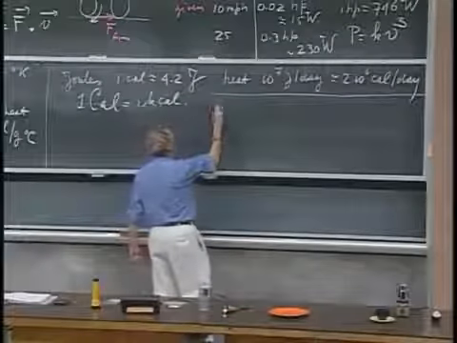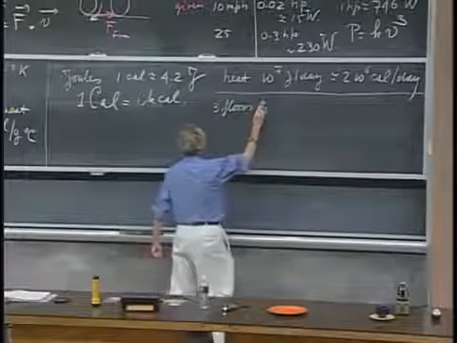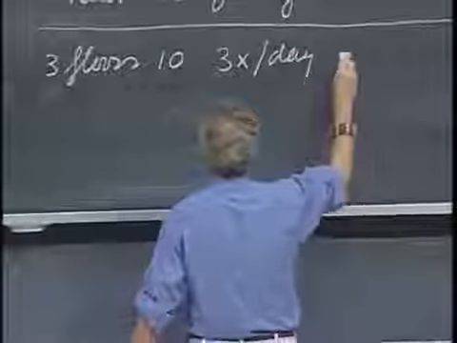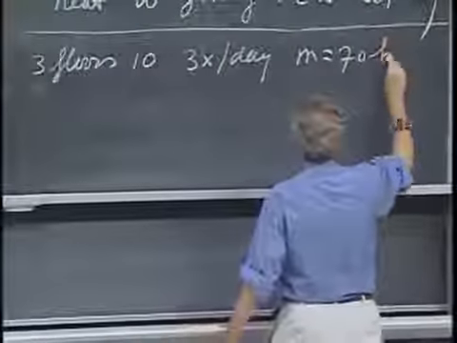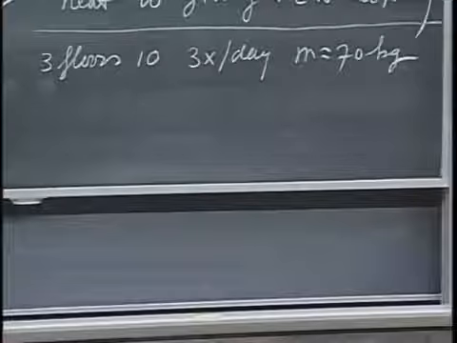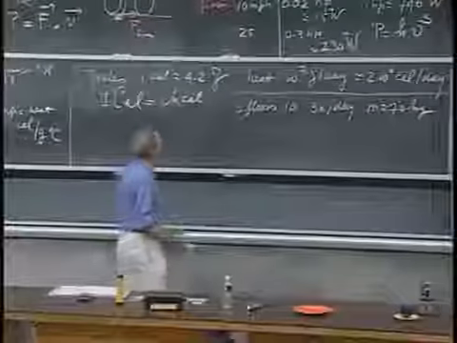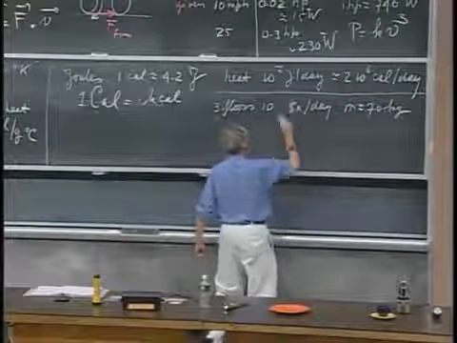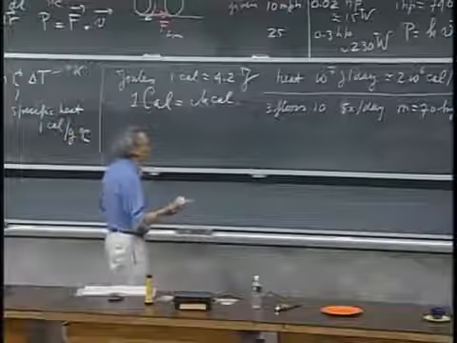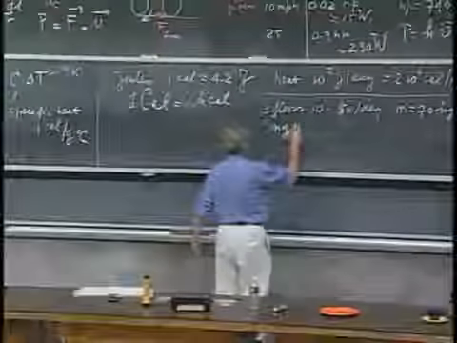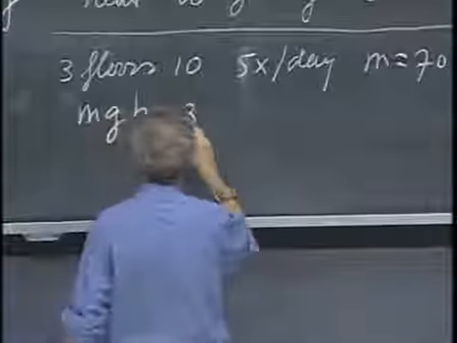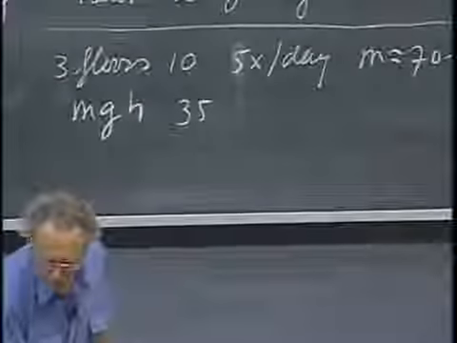Suppose we walk up 3 floors, which is about 10 meters high. And let's say we do that 3 times per day. And let's give you a mass of about 70 kilograms. It's about my mass. How much work do I do when I do that 3 times, oh, let me do it 5 times per day. Boy, I really go out of my way. 5 times per day, I go 3 floors up. Well, the amount of work that I do is MGH. The 10 meters have to be multiplied by 5 because I do it 5 times. And so I get 35,000 joules of work that I do.